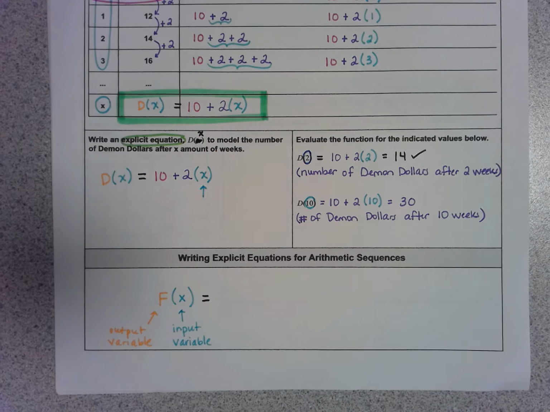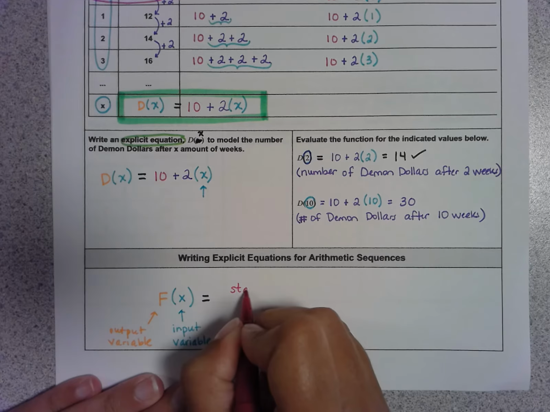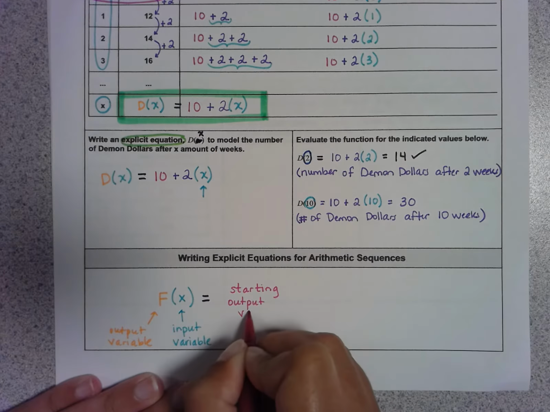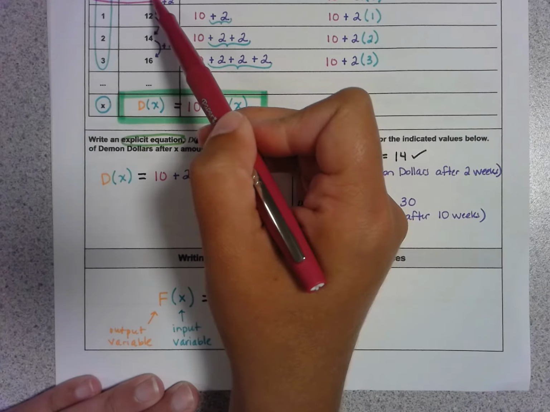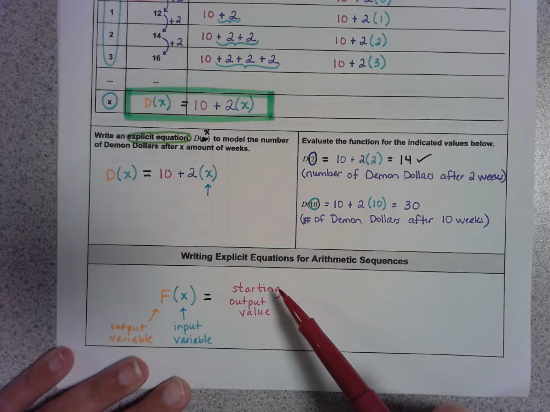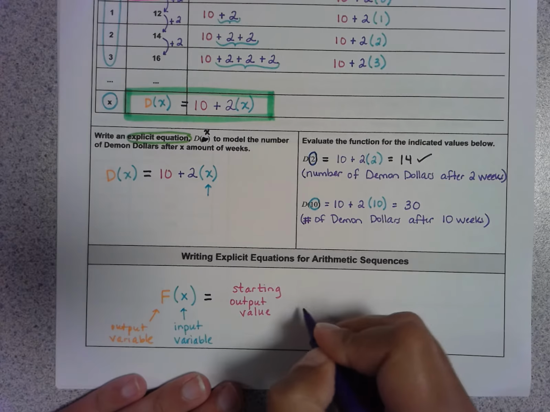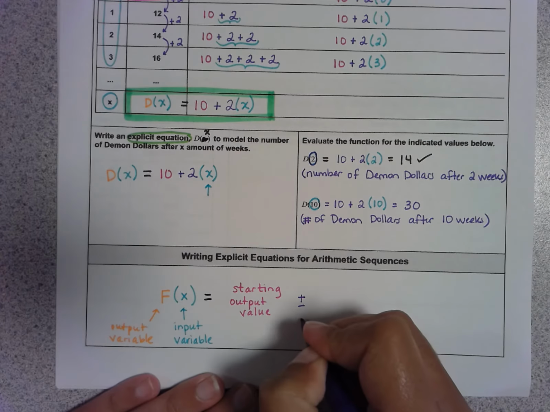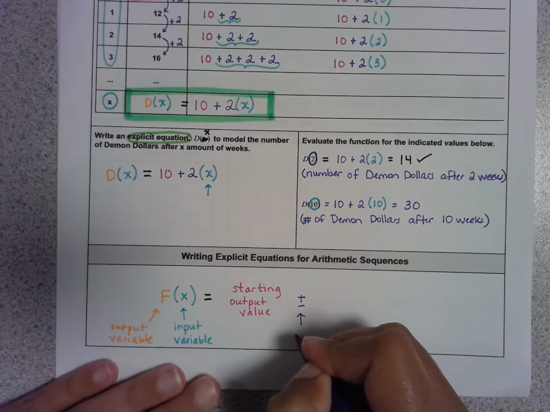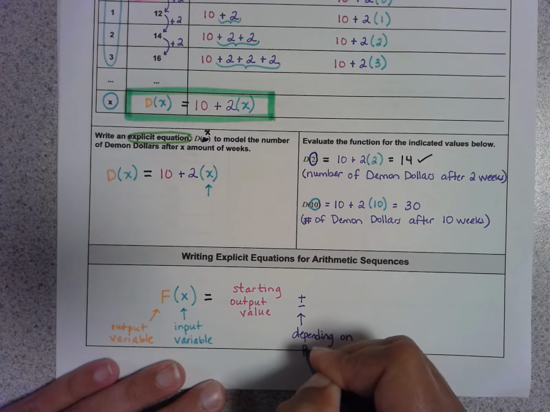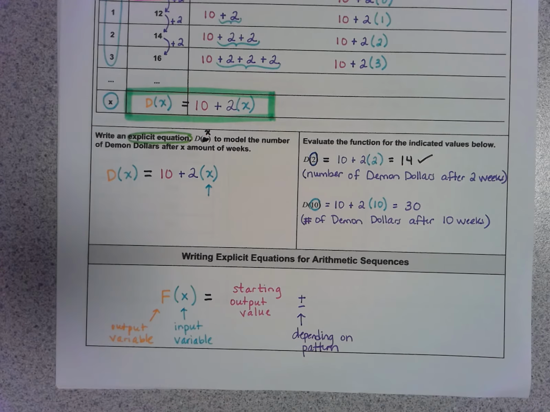Now the way we're going to write this is we're going to use the starting output value. You're going to notice that that's the same thing we used here. The starting output value was 10. Our equation started with 10, so it's always going to be the starting output value. Then you're going to have plus or possibly minus, because arithmetic sequences can have pluses or minuses, depending on the pattern. You're going to have plus or minus the common difference.